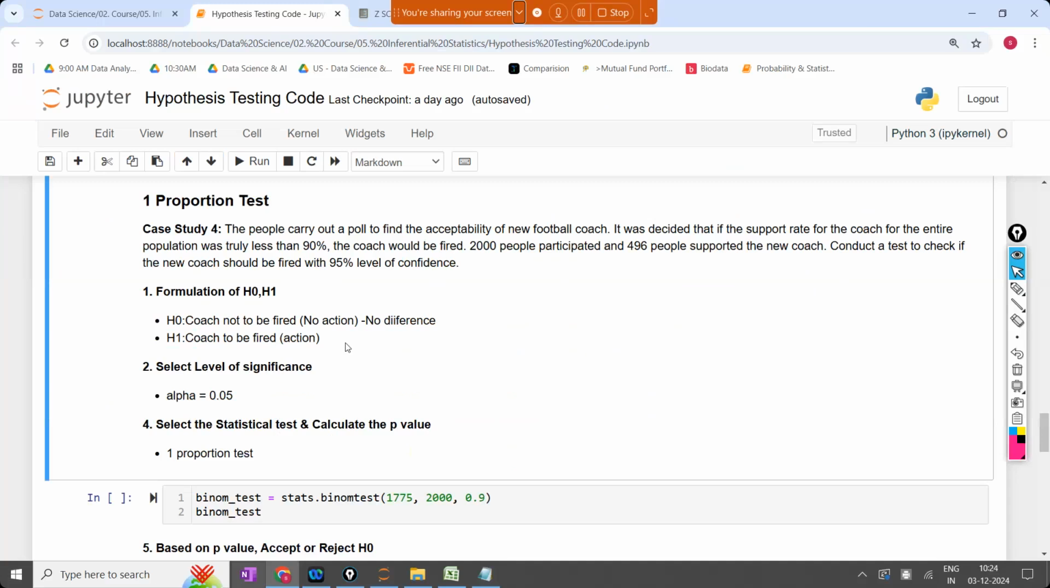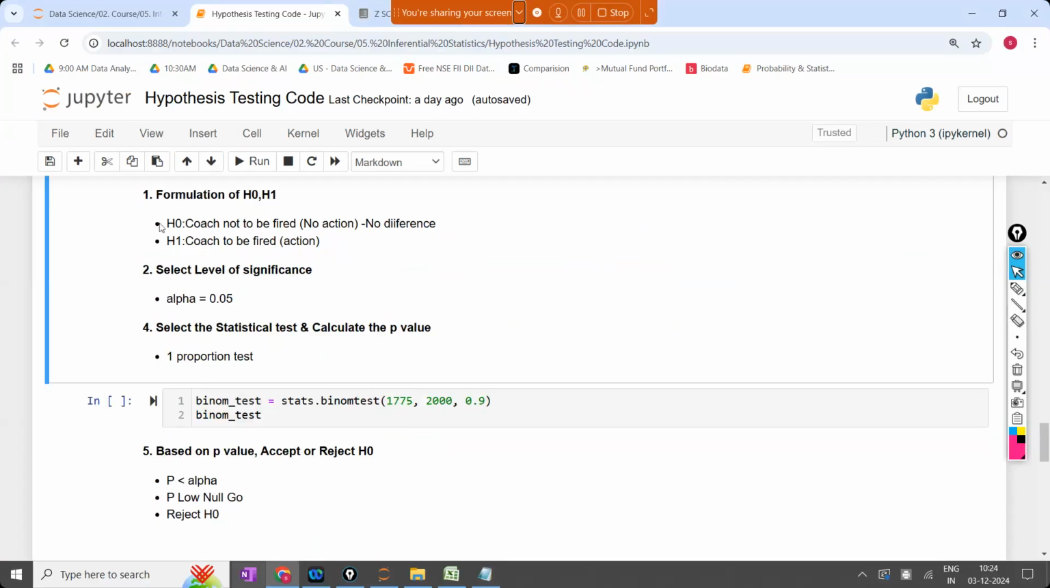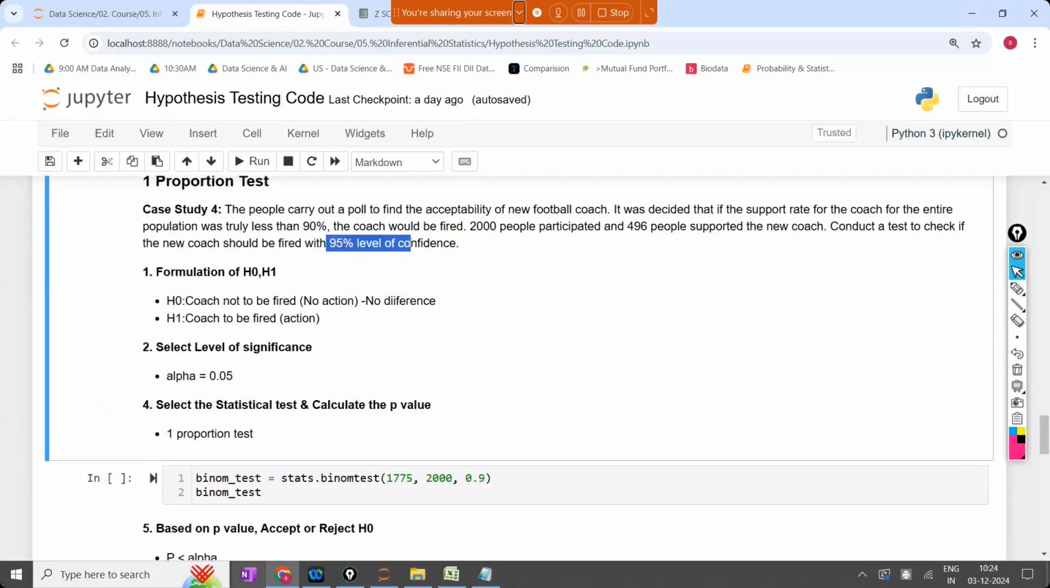Is the point clear? Now, sir, where is mu and all these things? Because it is a categorical column now. For a categorical column, an English statement such as person is innocent will be there. No mu, no greater than or less than symbols. Is the point clear? Now, so coach should not be fired, coach to be fired. And alpha is equal to 0.05 because of the 95% level of confidence.